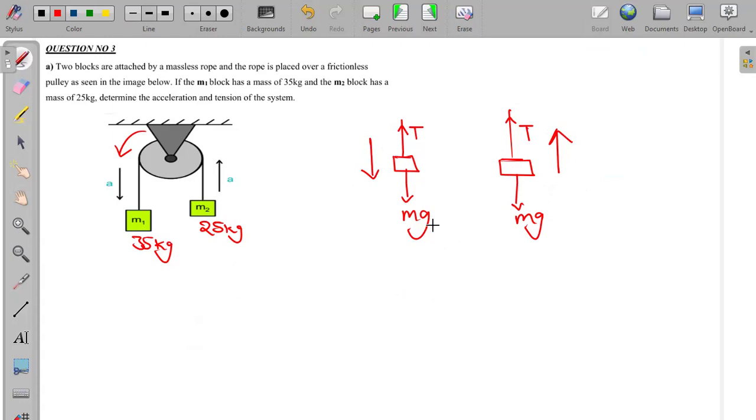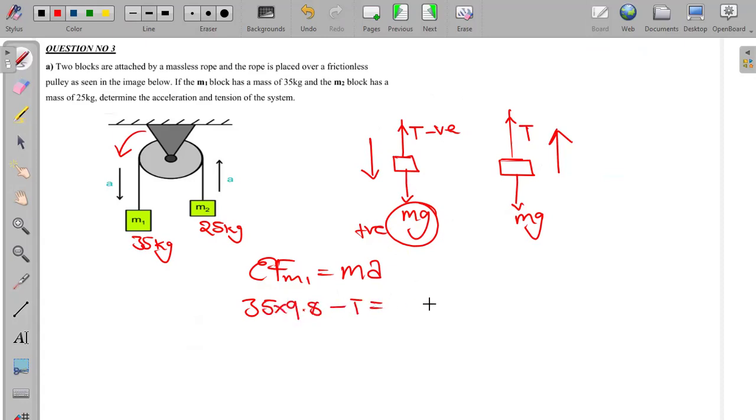So what are we going to say? We can say the summation of forces on M1 will be equal to mass multiplied by acceleration. This is using Newton's second law. What forces do we have? We have mg, which is pointing towards the direction of acceleration, which means it will be positive, and tension, which is pointing against the direction of acceleration, which means it will be negative. So my mass multiplied by gravity, 35 multiplied by 9.8, minus tension should be equal to mass, 35, multiplied by acceleration.